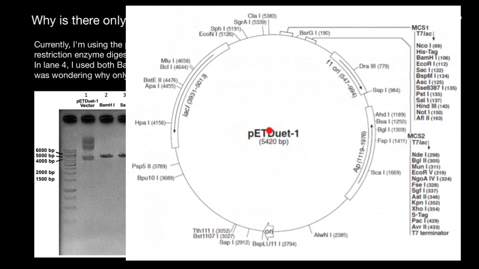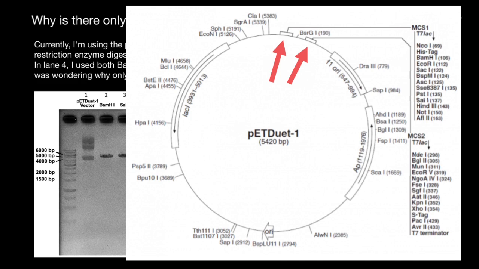The Duet in the vector name indicates its unique feature of allowing two different genes to be expressed simultaneously. The vector contains two multiple cloning sites, or MCS, each with its own promoter and ribosome binding site. These elements allow for independent expression and regulation of different genes or protein domains within the same host cell. So this is domain 1 and this is domain 2.